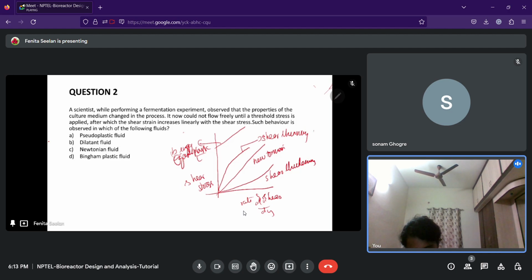The other name for this is pseudoplastics. Shear thickening is where the fluid which has a shear thickening effect, when you further increase the stress, would be called dilatants. So what is the answer?